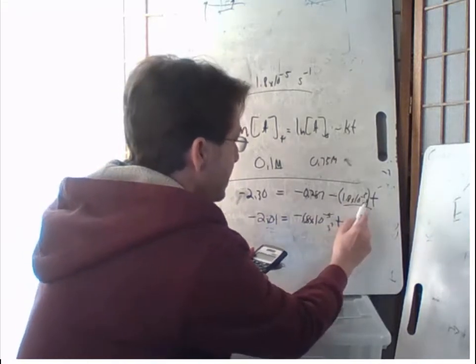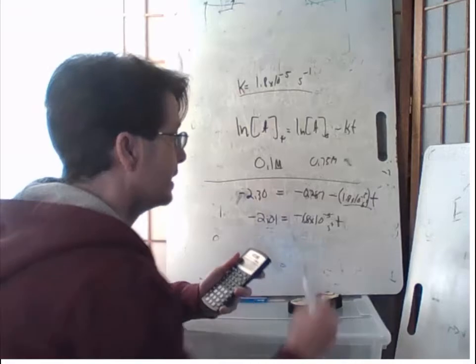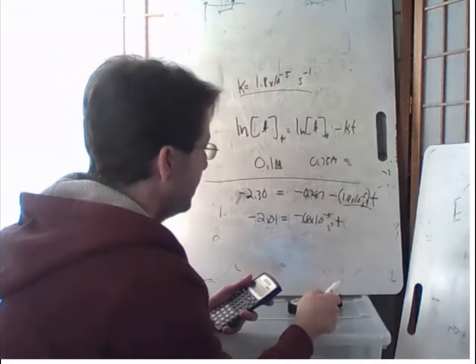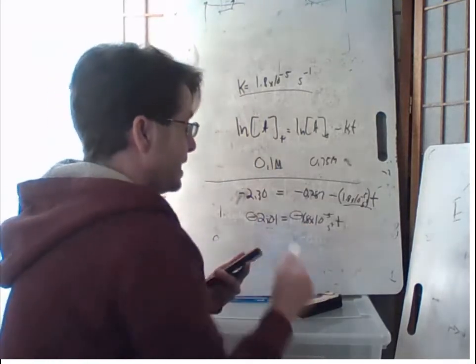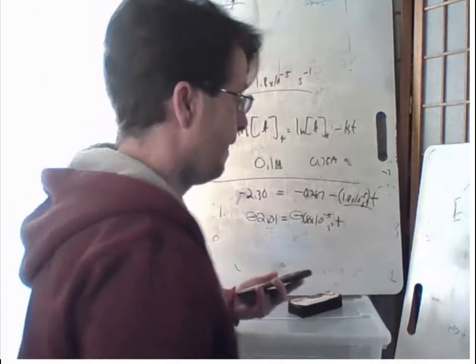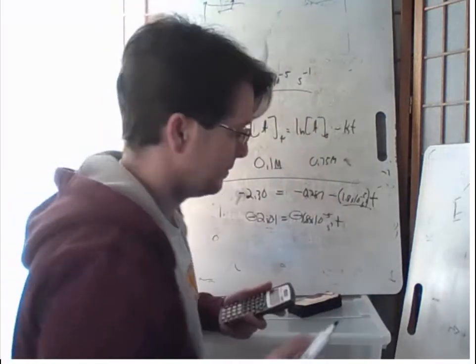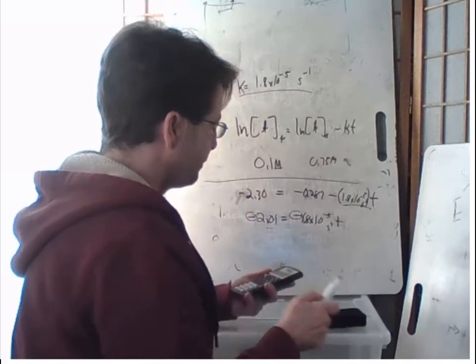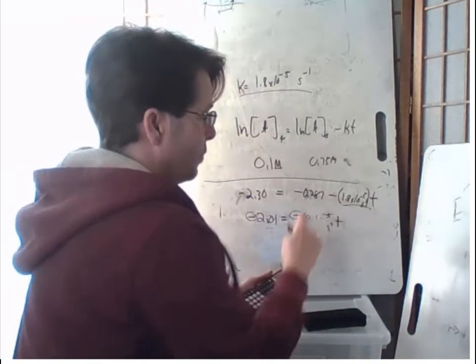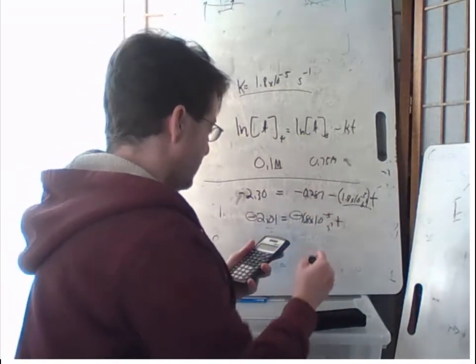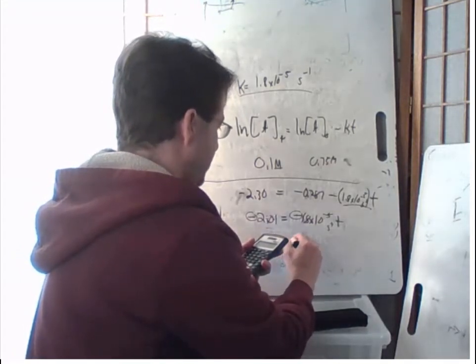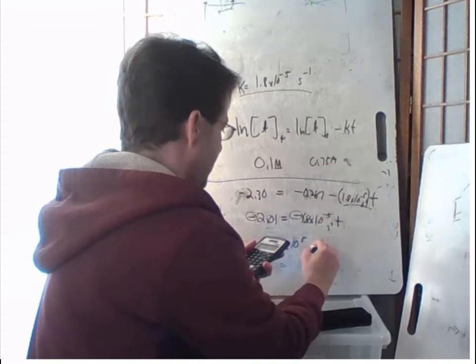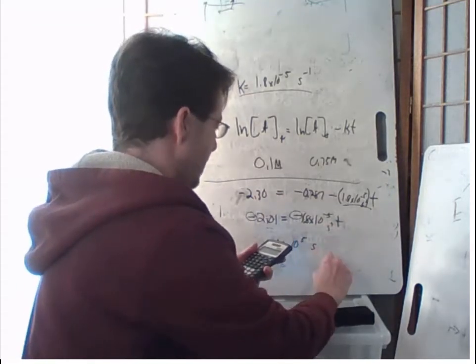Again, this is inverse seconds, so the time would have to be in seconds. And this is good: the negative signs on both sides cancel out because you can't have a negative time. Especially not in chemistry, it's always a positive time. And so we can then solve for the time. I get 7.1 times 10 to the 5th seconds, or 31 hours.